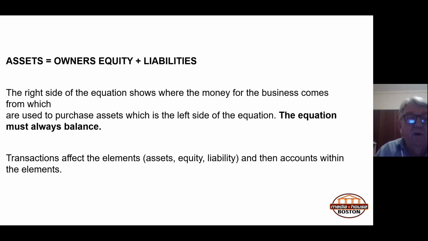The right side of the equation, in other words the equity plus liabilities, shows where the money is coming from for the business to purchase the assets, which are on the left-hand side. So the equity and liabilities are the sources of money to acquire the assets on the left-hand side, because the equation must always balance.